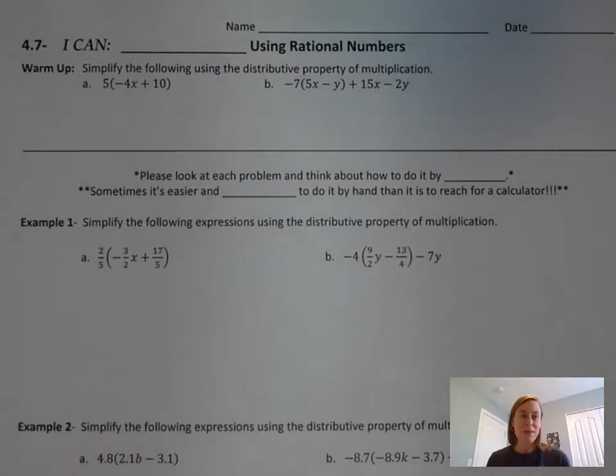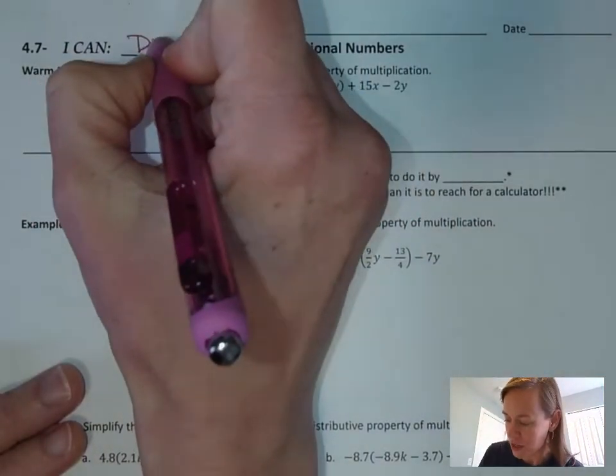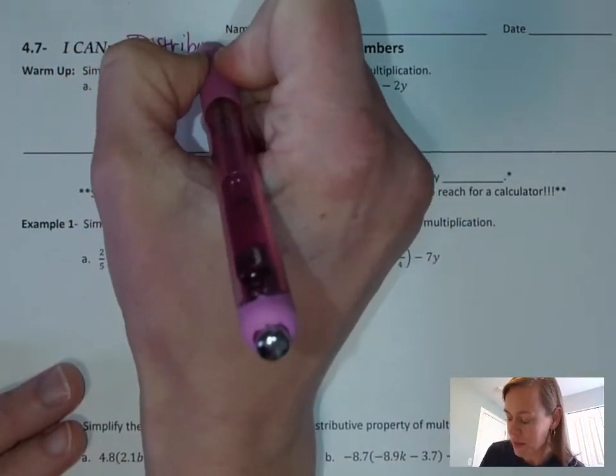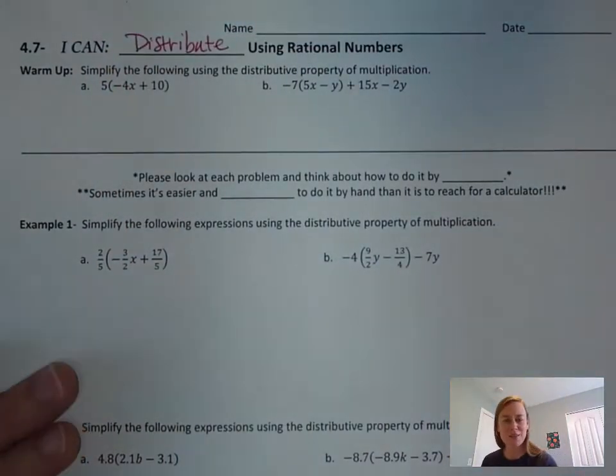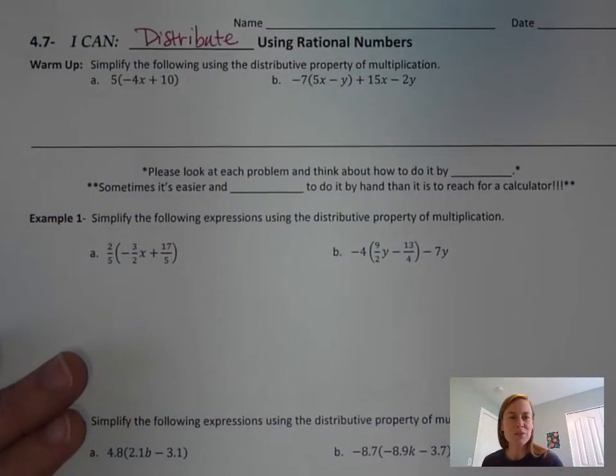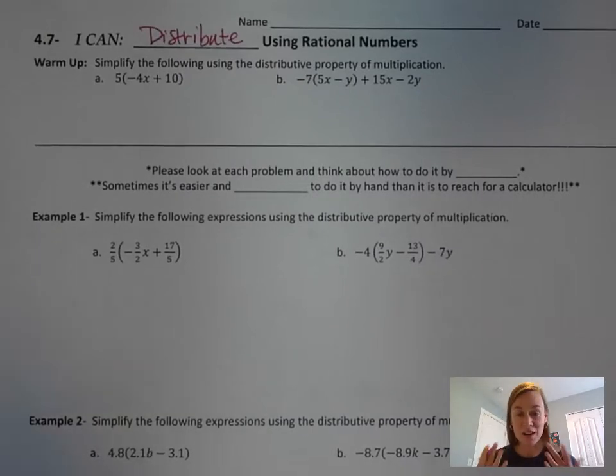It says at the top of the page, our I can statement. Today we're saying I can distribute using rational numbers. So distributing, that was a few days ago, but not that long. So I bet you remember, when you're distributing, one of the things you need to be most careful about is your signs. So watch out for those positive and negative signs.